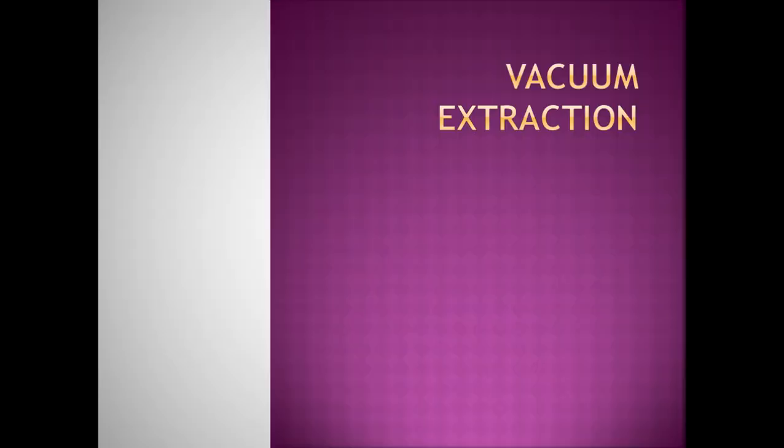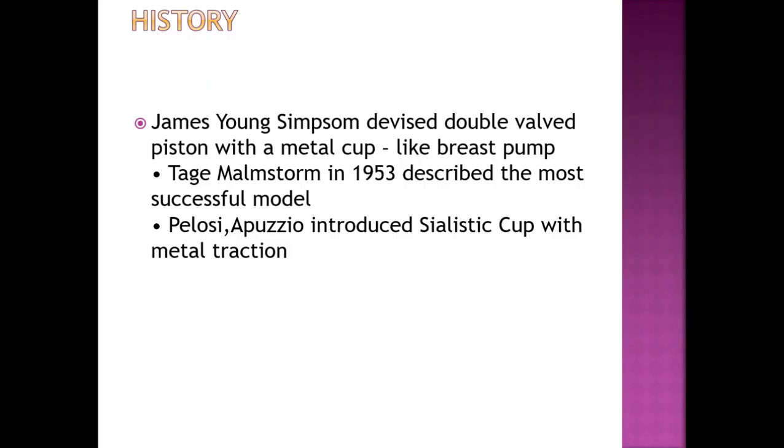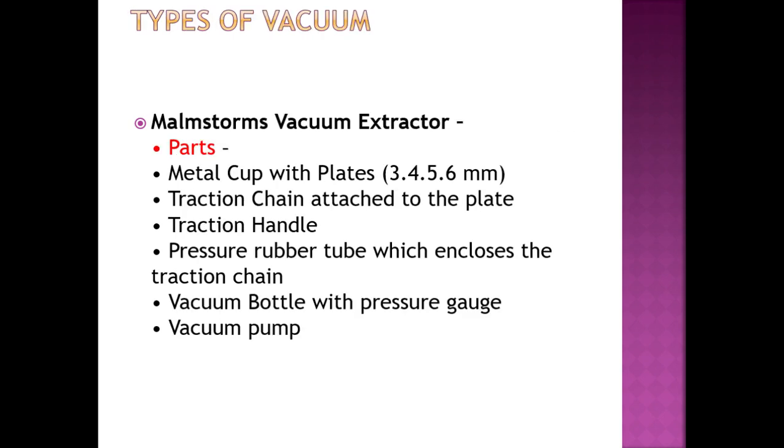What about vacuum extraction? The other type of operative vaginal delivery. The history of the vacuum goes back to James Young Simpson, who devised a double valve piston with a metal cup-like breast pump. Then came Malmstrom in 1953, who described the most successful model. Bird introduced a silastic cup with metal traction. That's the modern obstetric vacuum.